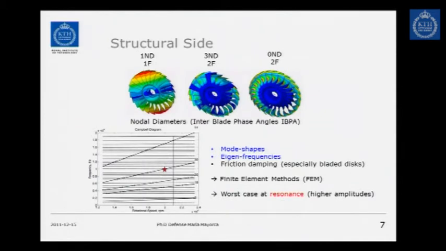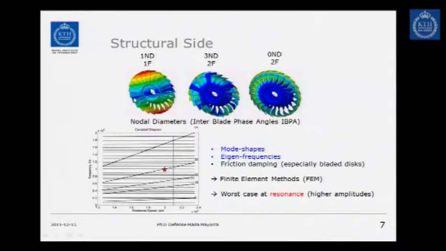So on the structural side, what we need to know is our structure. Here I show a blisk. This is a disc with blades. We have mode shapes, which are the shapes of vibration that every structure could have. In this case, it can be represented in nodal diameters, which is this inflection line that you see here, and blade mode shapes that can be bending, torsion, second bending, etc. So every bladed disc or blisk mode shape can be represented as a combination of disc modes and blade modes.